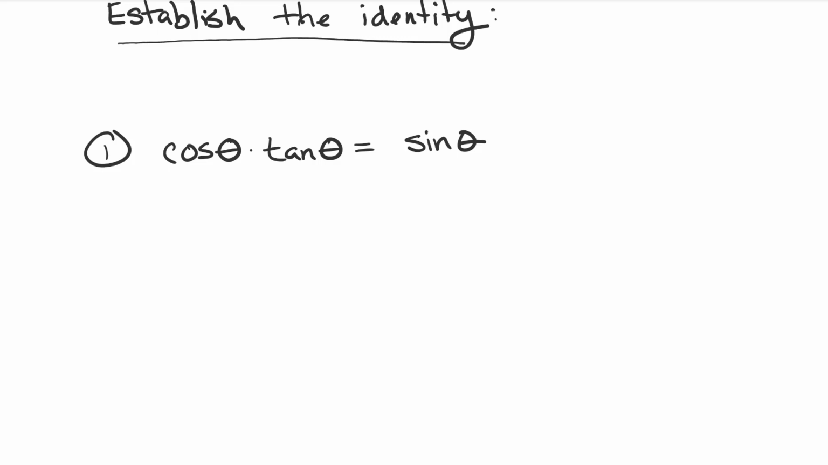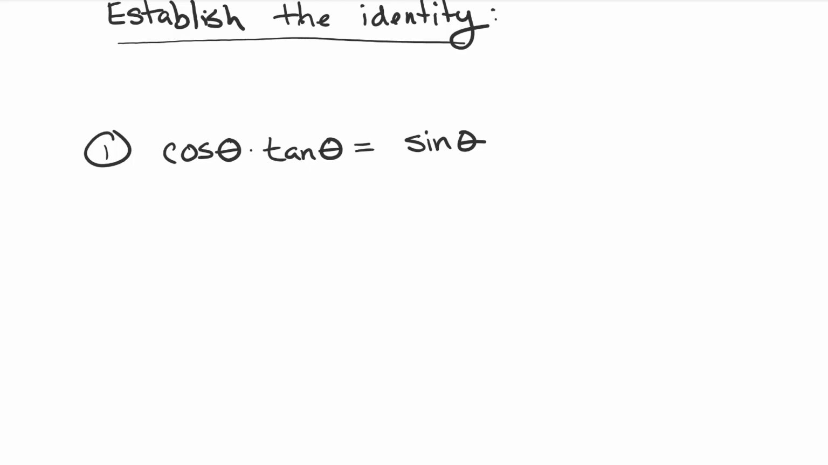You typically mess with the side that has the most complicated stuff in it. One of them has two terms. Well, I misspoke. Cosine of theta times tangent of theta is two things, which is more complex than the one thing. So let's mess with the left-hand side. And again, no algebra. It doesn't have to be the left-hand side.